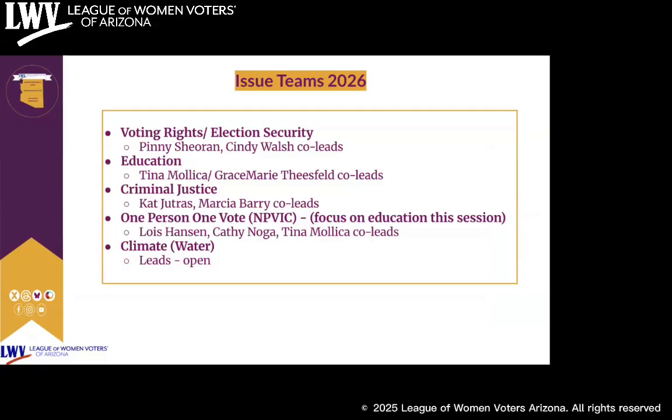Also, these are the issue teams that's on the screen now. And if you're interested in any one of these, including leading one of your own with climate and water, there's lots of opportunity. Tina just talked a little bit about what her education team's doing. We have criminal justice. Marcia's on the call, and she may have some input as well, but that group is getting going. And then one person, one vote is a group that's going to be focusing on education more than it's going to be on legislation. Lois is on the call, and so is Tina. I don't know if Kathy's on the call or not. And that group's just becoming an educational piece at this point. So that's what's available.